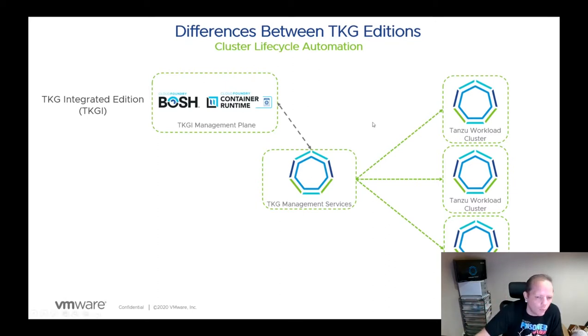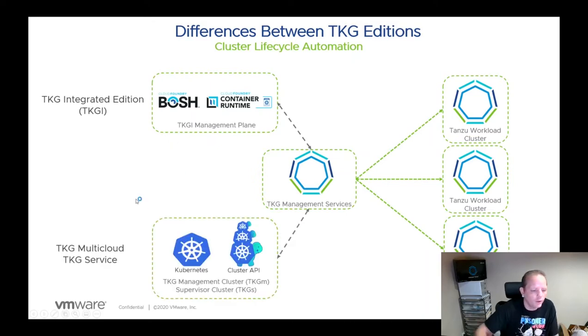BOSH has already been doing essentially the same thing, building the virtual machines for very similar types of software. And so it's easy to utilize the Cloud Foundry Container Runtime, which is a set of recipes and components, if you will, to empower BOSH to create and manage Kubernetes clusters. So Integrated Edition works essentially the same way. You say, I want a Kubernetes cluster, and it'll go out and build it for you, monitor it for you, and help with lifecycle management, upgrades, self-healing, etc.